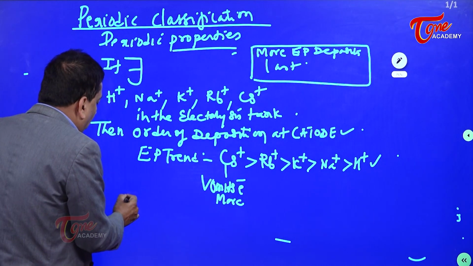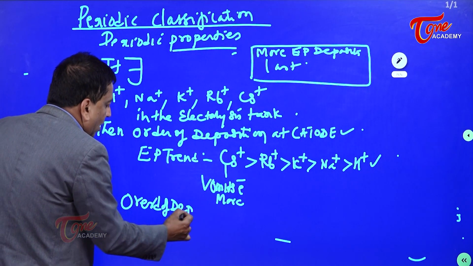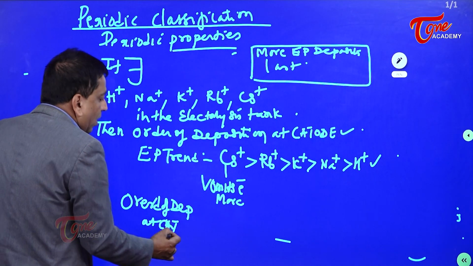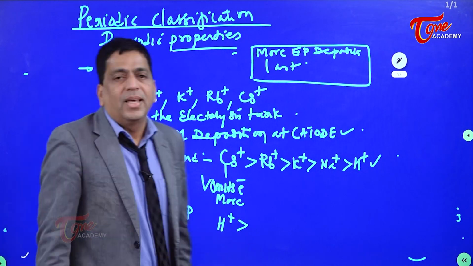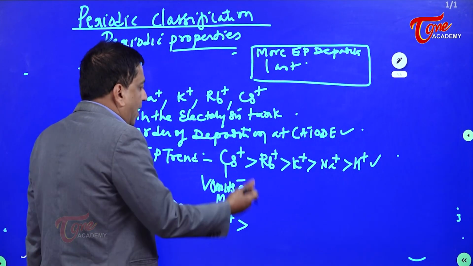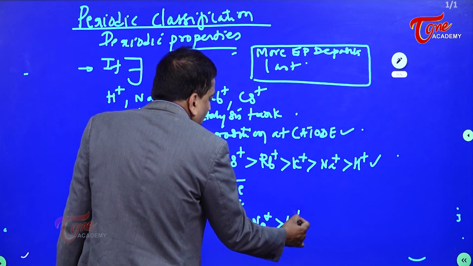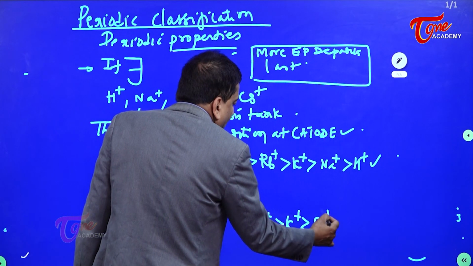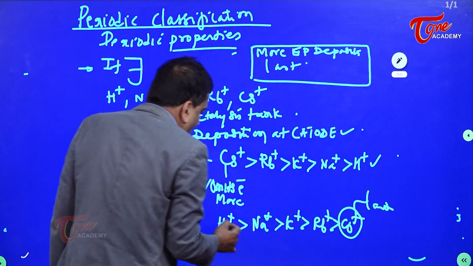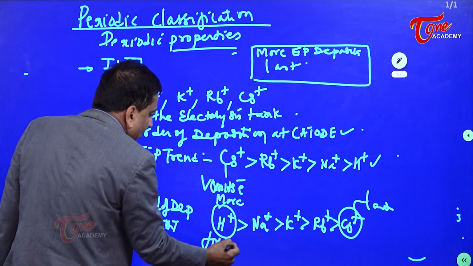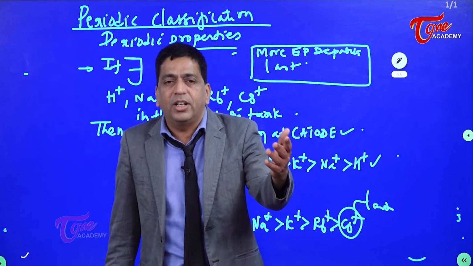So if you look into the order of deposition at the cathode, remember, it is H+ which will deposit first, then comes what? Sodium, then comes what? Potassium, then comes what? Rubidium, then comes what? Cesium, and this deposits last, and this deposits first. That is the subject point which I wanted to convey to you, you must understand.